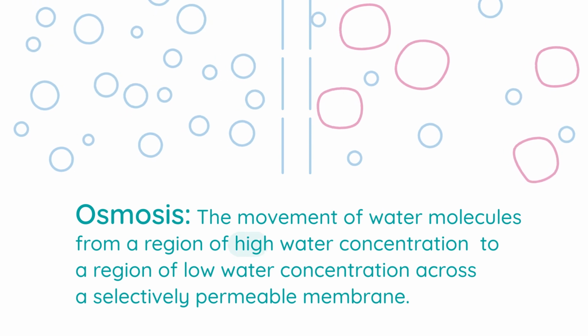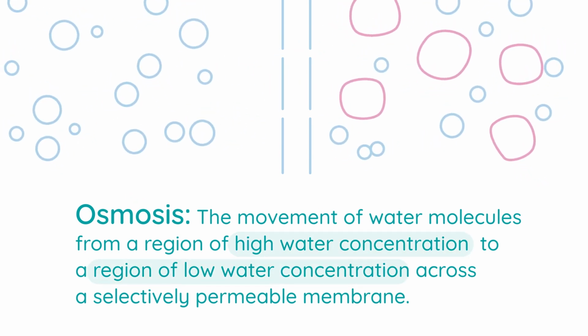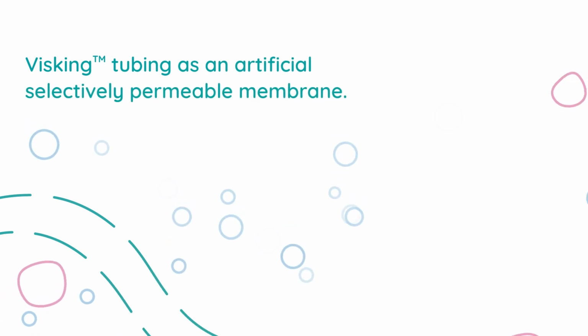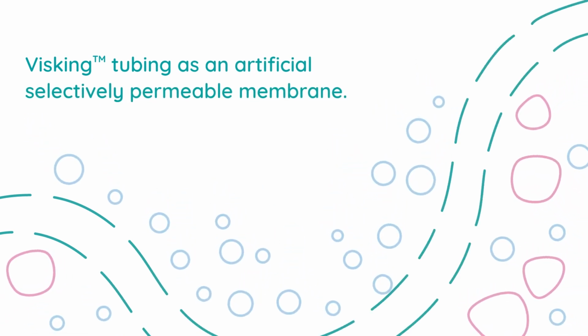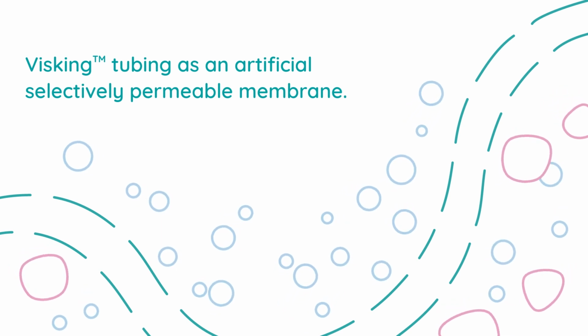Osmosis is defined as the movement of water molecules from a region of high water concentration to a region of low water concentration across a selectively permeable membrane. In this Leaving Cert Biology experiment, we will use Visking Tubing to act as an artificial selectively permeable membrane. It is used to mimic how a cell membrane works.